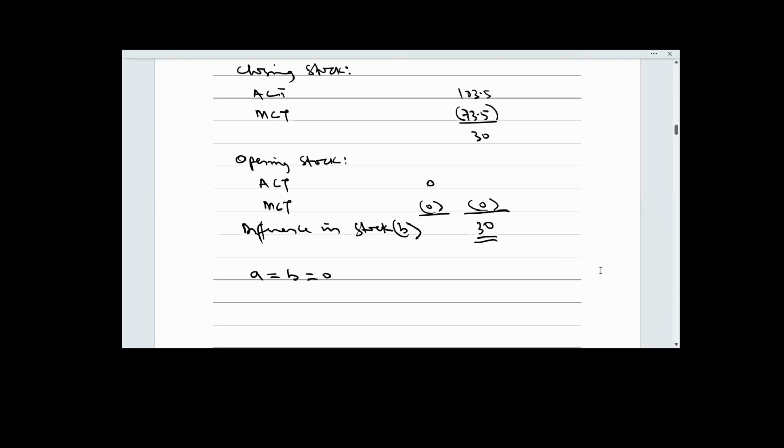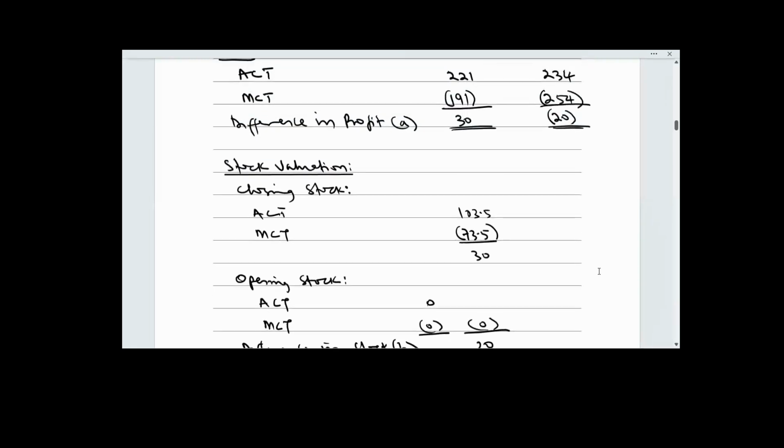Then we move to September. In September, what is the stock valuation? Closing stock in September is what? 34.5. Under MCT, what do you have? 24.5. What's the difference? 10. 10 is the difference.